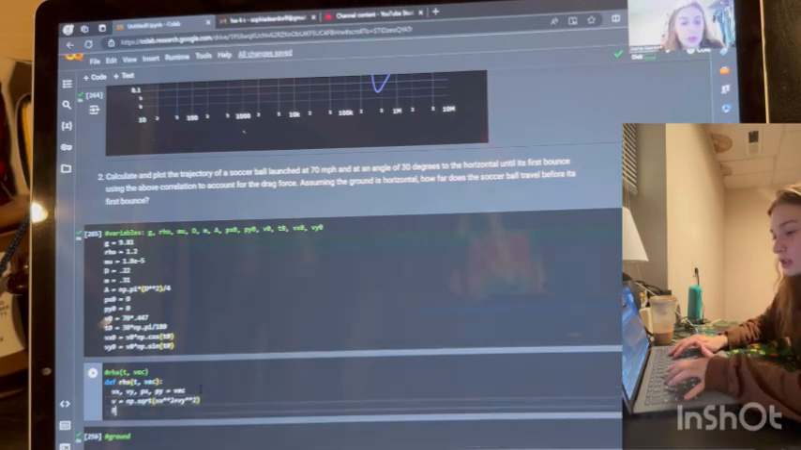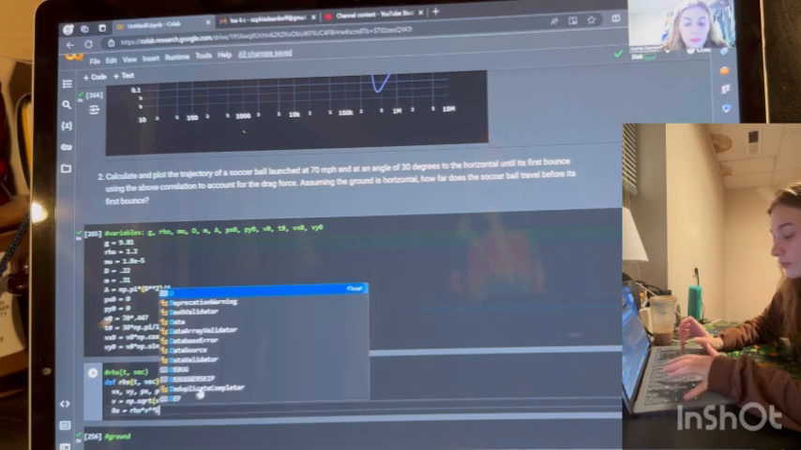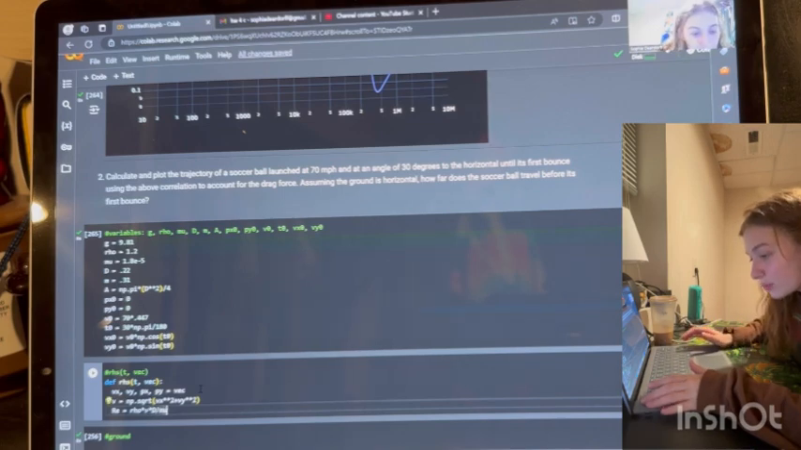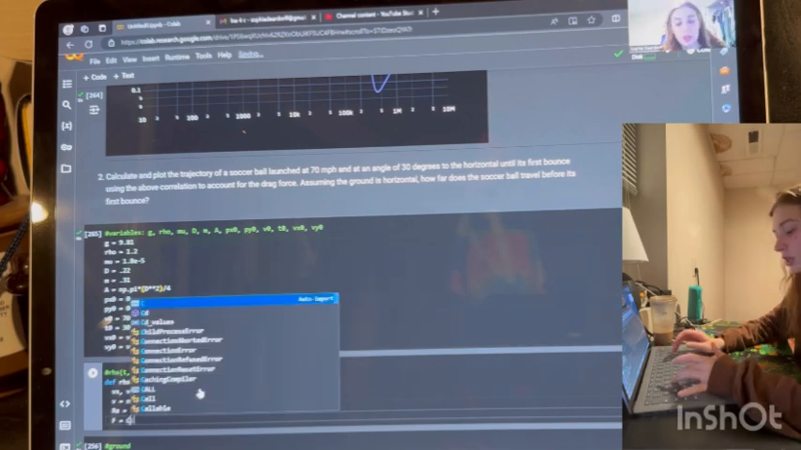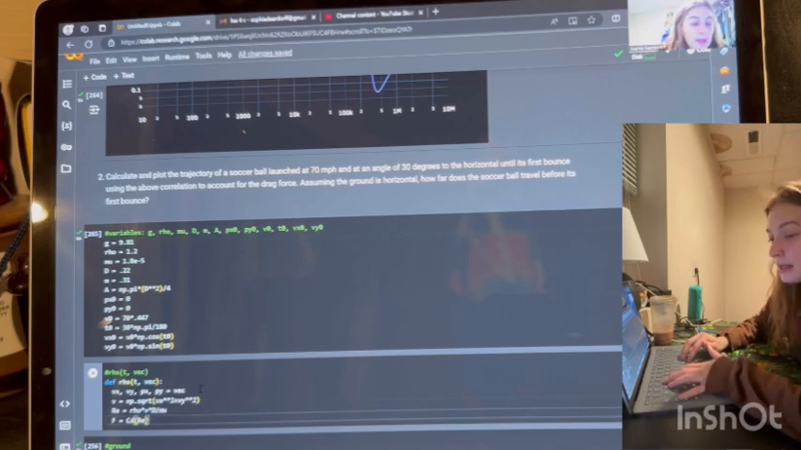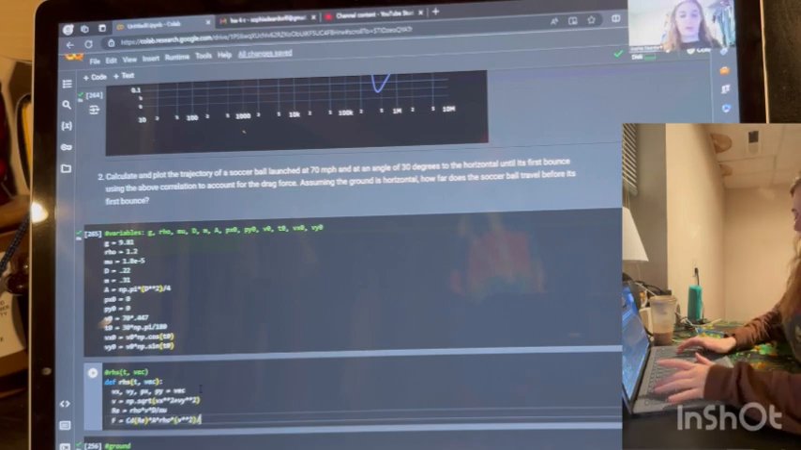And then we can do our Reynolds number, which is same as usual, rho v d over mu. And then we have to say what our force is, and that's going to be our drag coefficient with respect to our Reynolds number, times our area times rho times our v squared divided by 2.